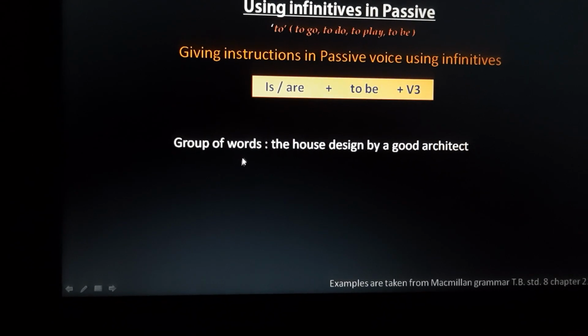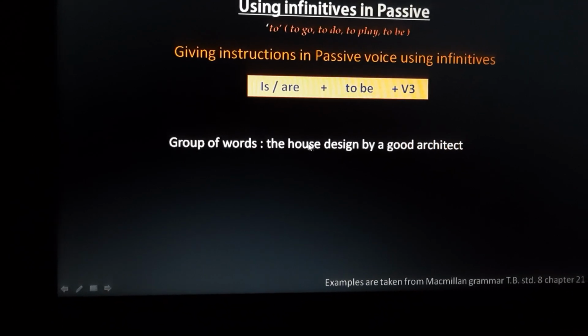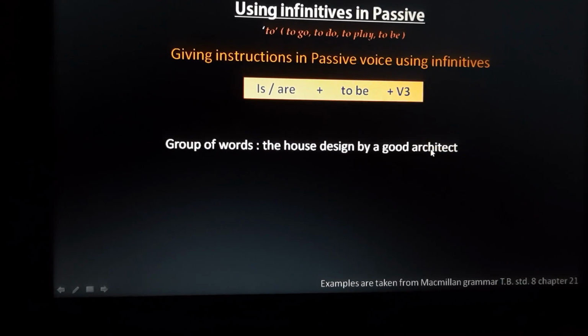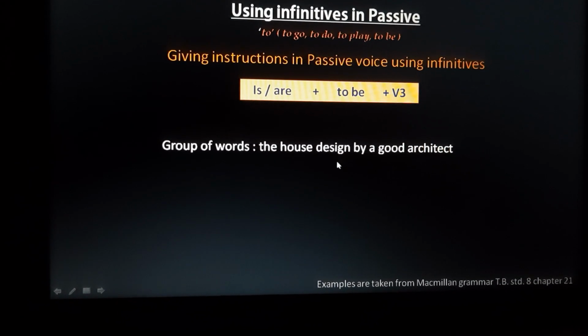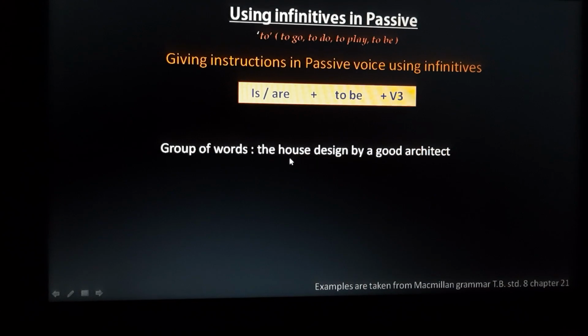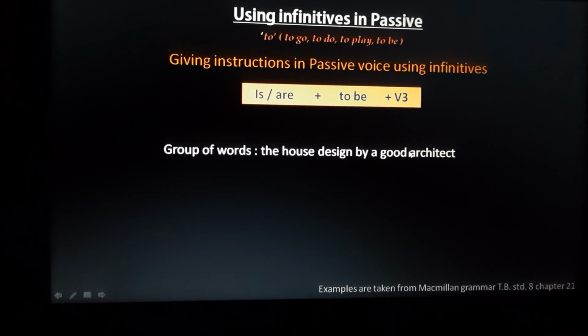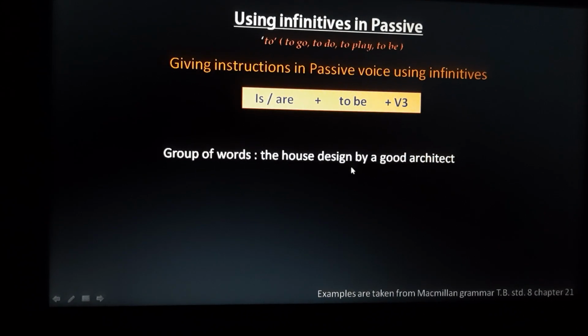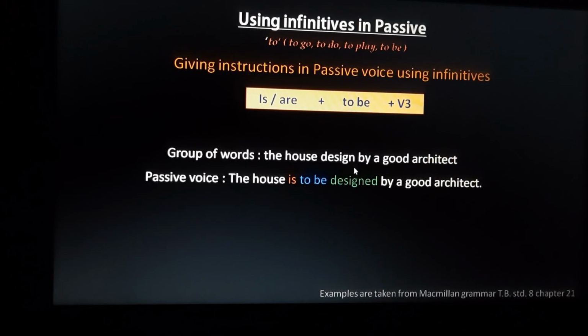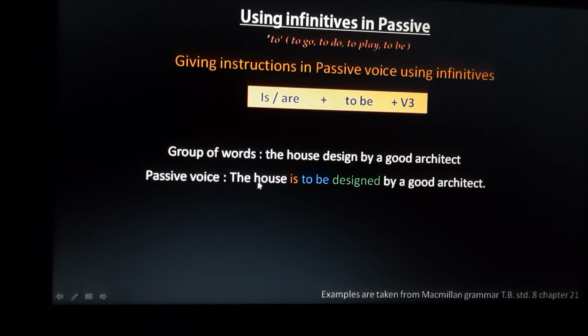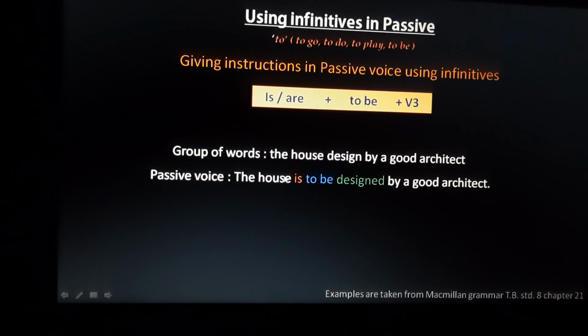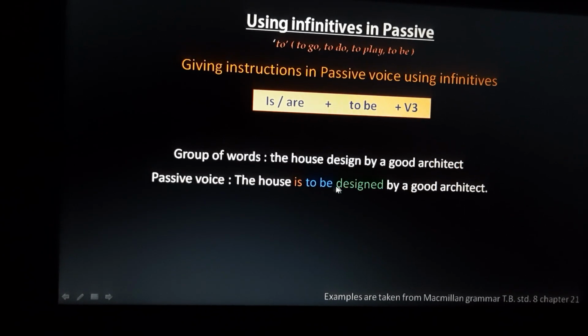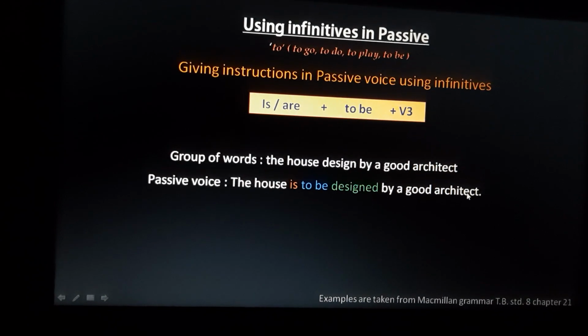If we have a group of words, the house designed by a good architect, and we are supposed to make an instruction out of these words, and that instruction is supposed to be in passive voice. So we will write it like this. The house is to be designed by a good architect.